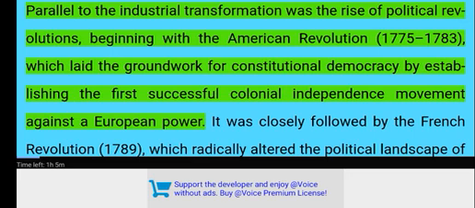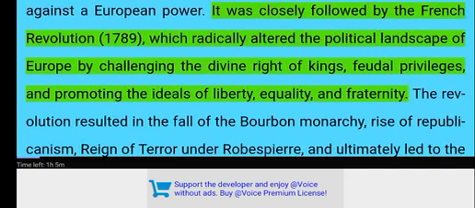Parallel to the industrial transformation was the rise of political revolutions, beginning with the American Revolution, 1775-1783, which laid the groundwork for constitutional democracy by establishing the first successful colonial independence movement against a European power. It was closely followed by the French Revolution, 1789, which radically altered the political landscape of Europe by challenging the divine right of kings, feudal privileges, and promoting the ideals of liberty, equality, and fraternity.